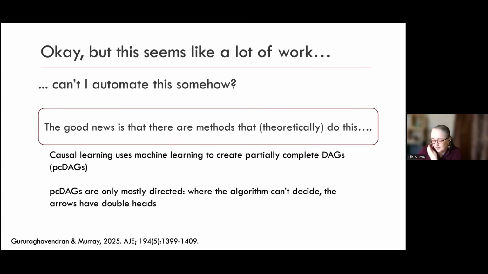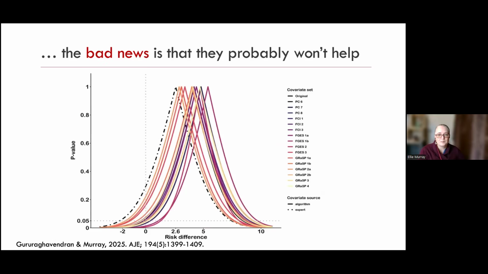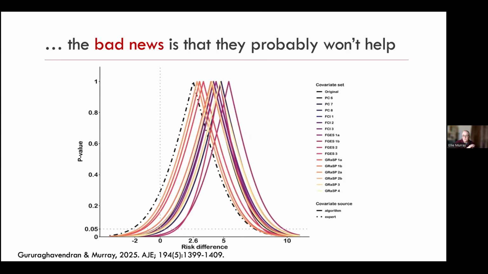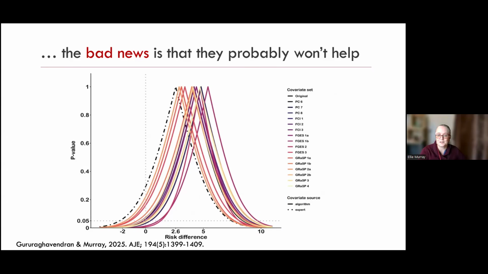Okay, so just to finish up, that seems like a lot of work. Can you automate it? The good news is there are theoretically methods to do this. There are causal learning methods that use machine learning. But the bad news is they probably won't help. This is an example, again for the Coronary Drug Project study. The dashed black line is the outcome-driven DAG, the best performing of the DAGs from the experts, and the ones in color are all various different covariate sets spit out by the causal learning processes of various different types.